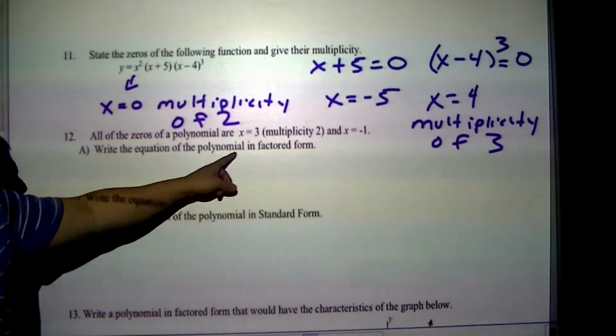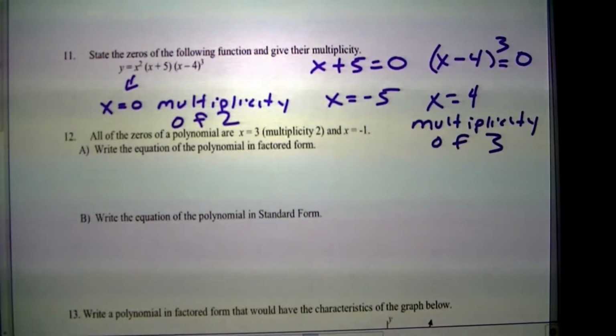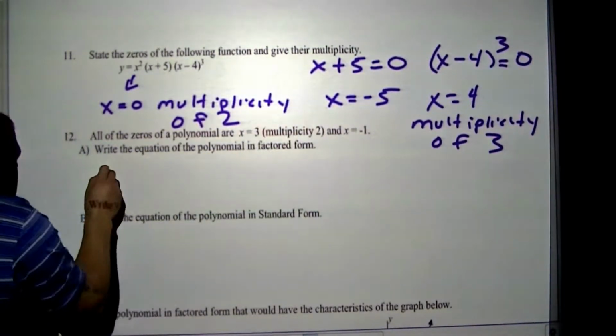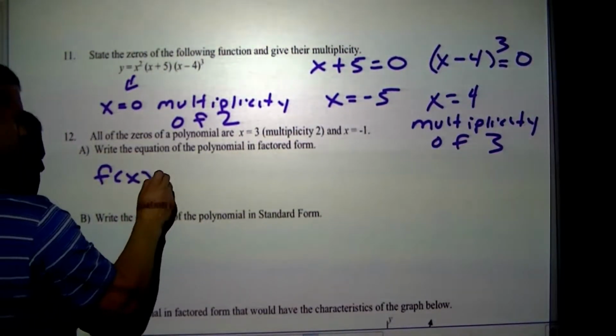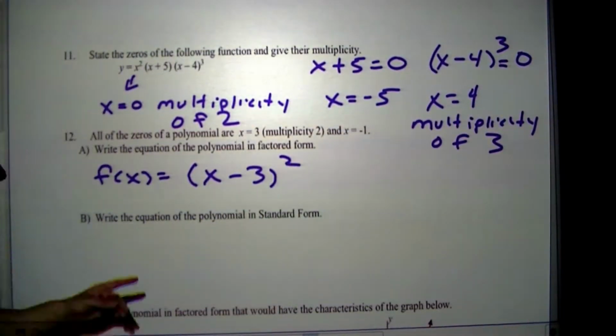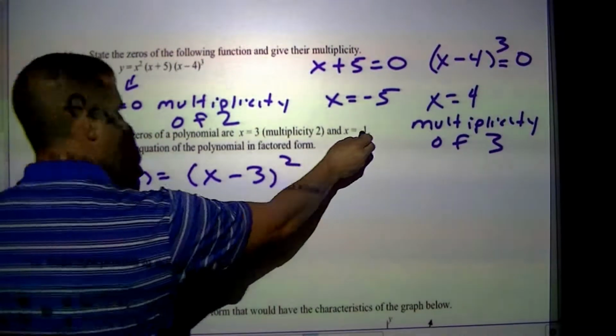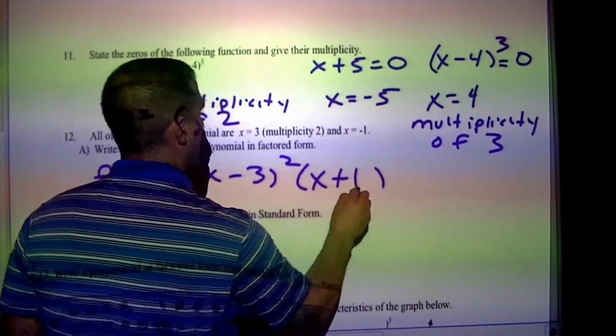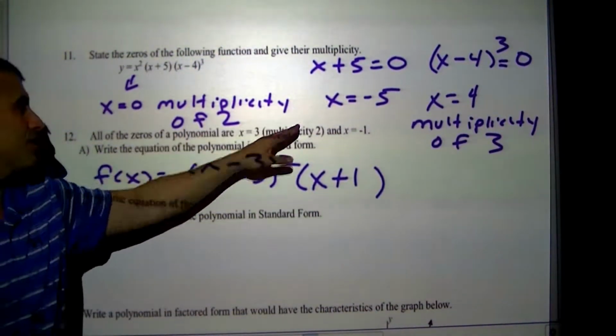Write the equation of the polynomial in factored form. Okay, so multiplicity of 2, I'm going to put my f of x means x minus 3 squared, because it would be 2. And that's going to be x plus 1. So I'm changing the sign. Multiplicity of 2, just make that the exponent.